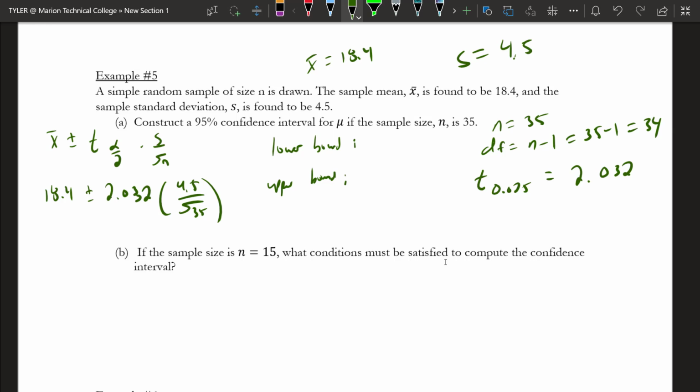So the lower bound turns out to be 16.854, and the upper bound is 19.946.